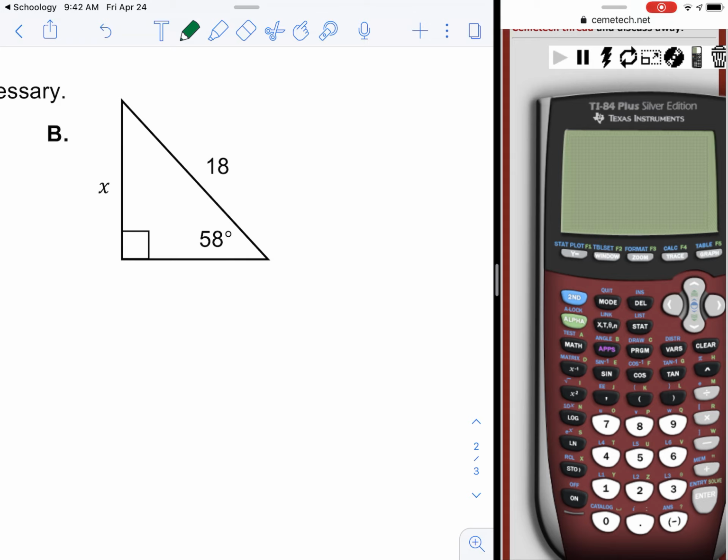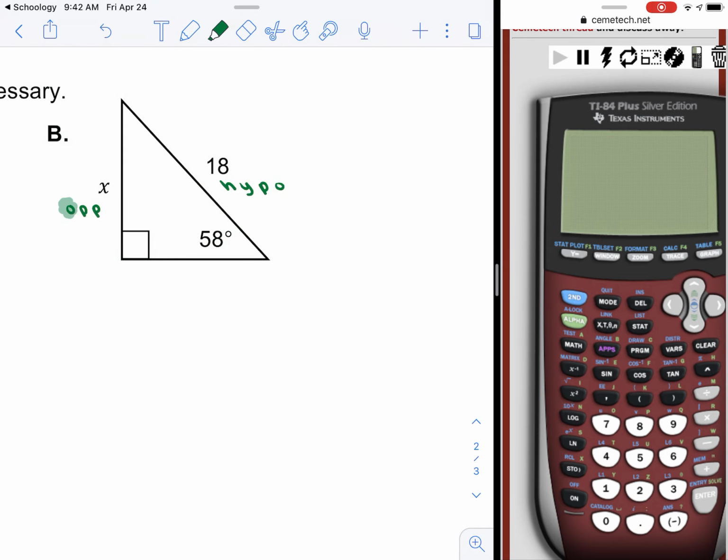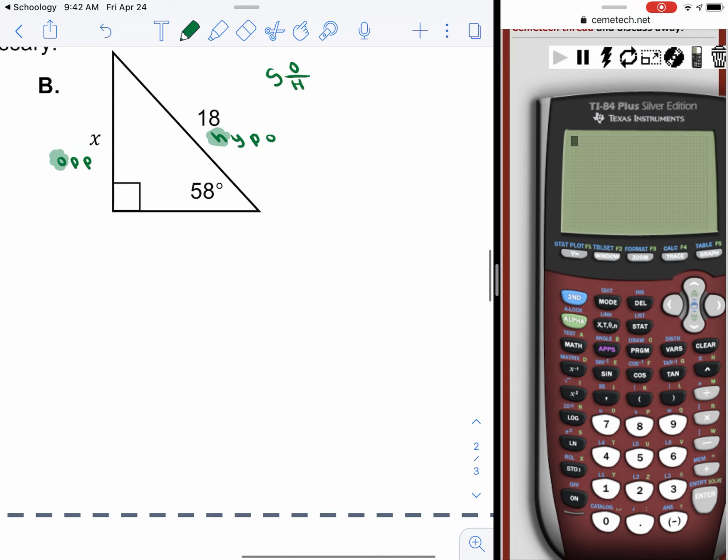I have this angle 58, and the side across from it that we want to find is the opposite side, and we are given the hypotenuse. Now I'm looking at the O and the H, and I am seeing that this is the sine ratio. Sine is the opposite over hypotenuse. So I'm going to say the sine of 58 degrees is equal to the opposite side over the hypotenuse.